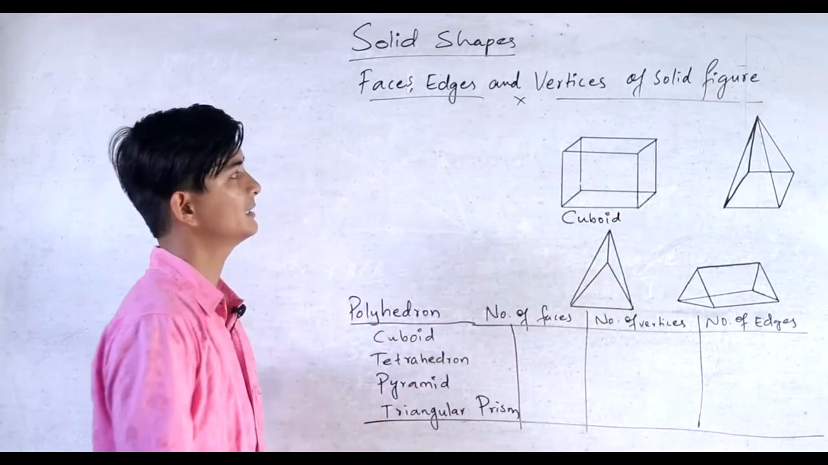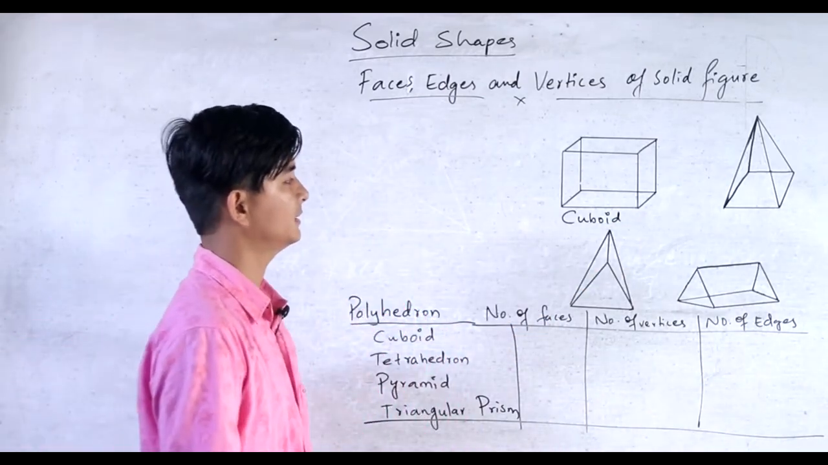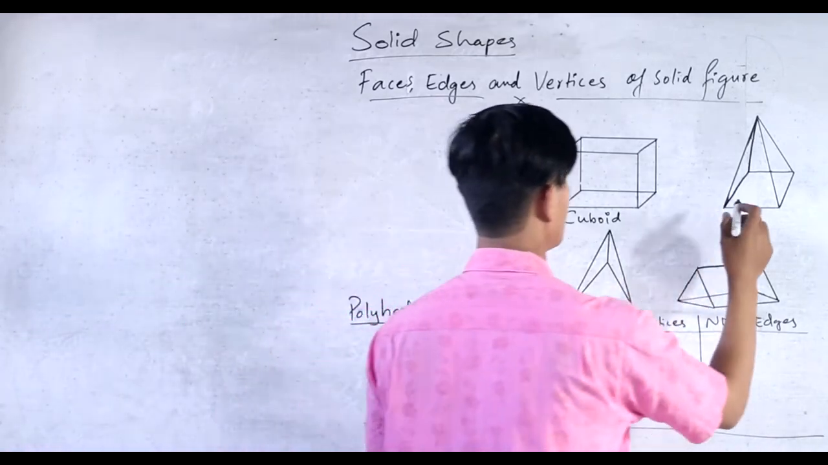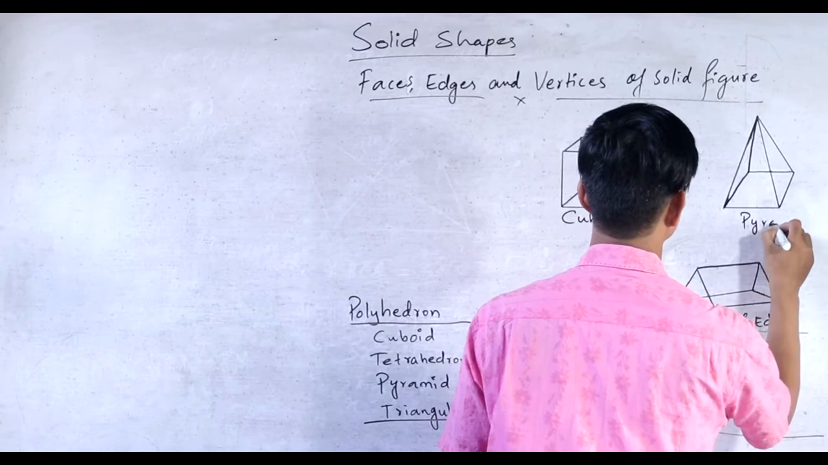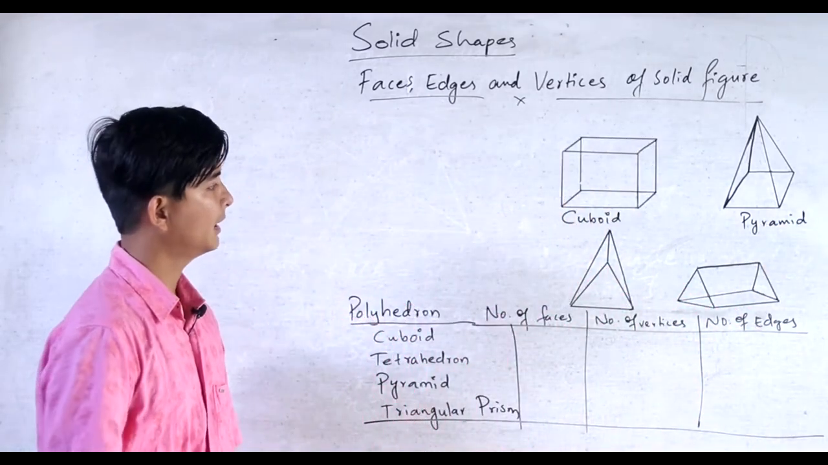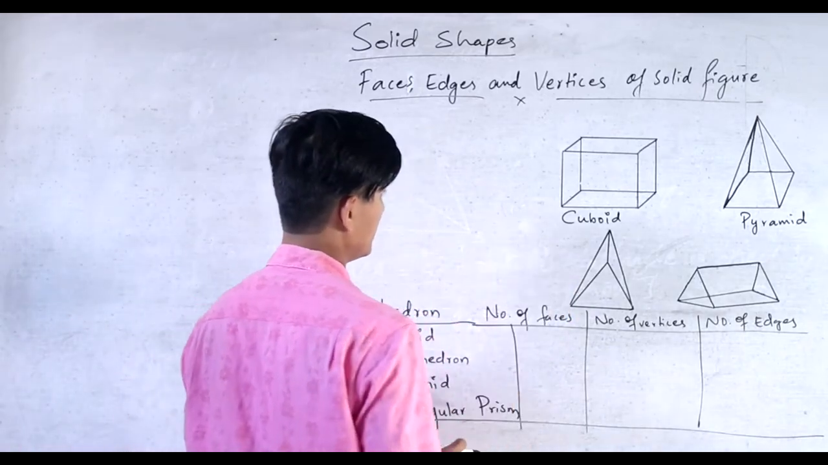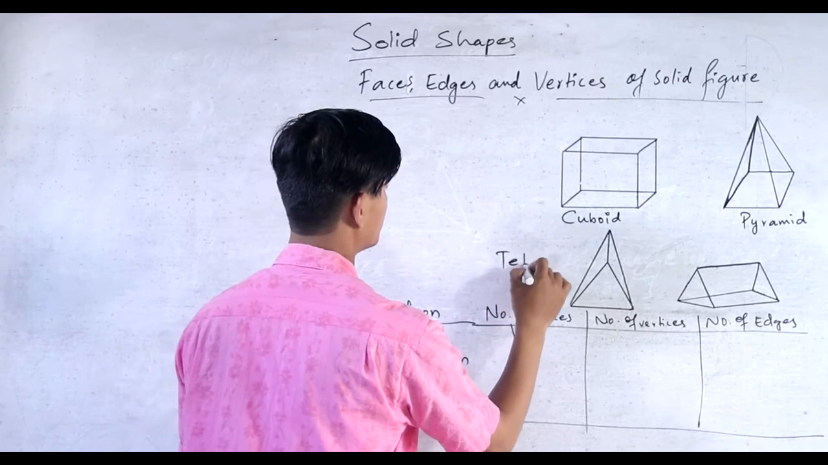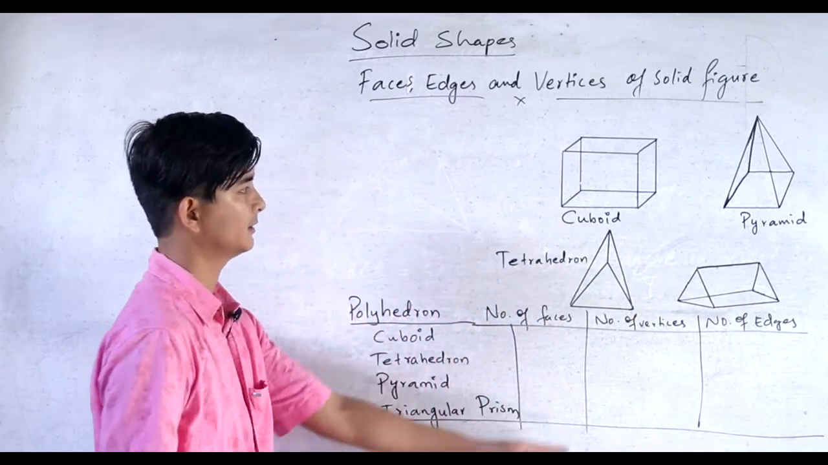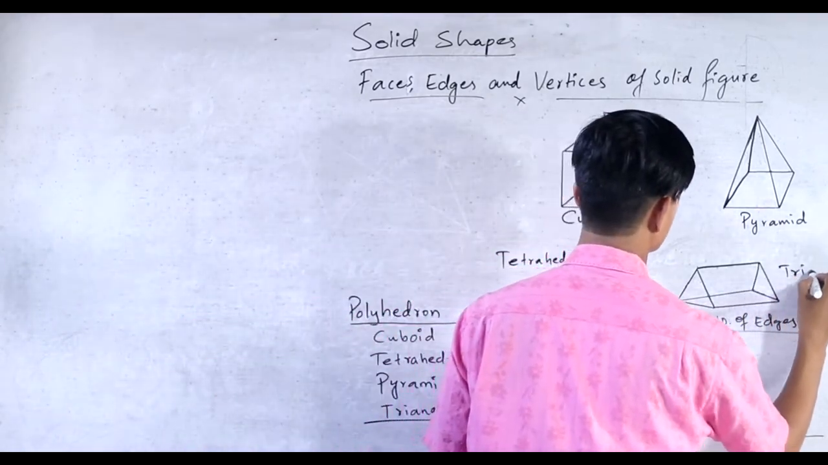And what is the name of this figure? It is a pyramid, or you can say square pyramid as well. And what is the name of this figure? It is a tetrahedron. And the last one, it is a triangular prism.